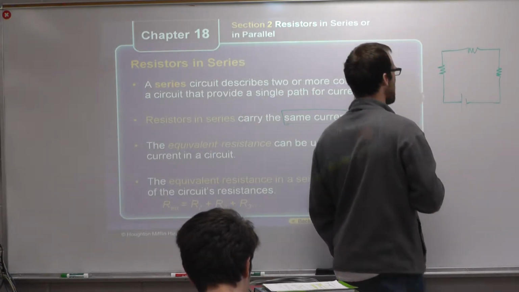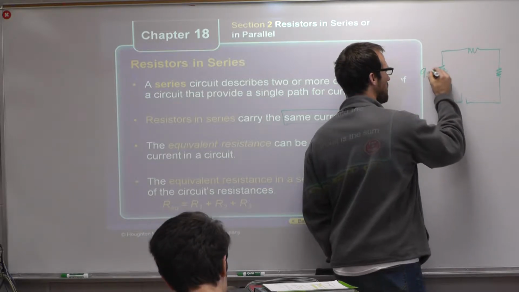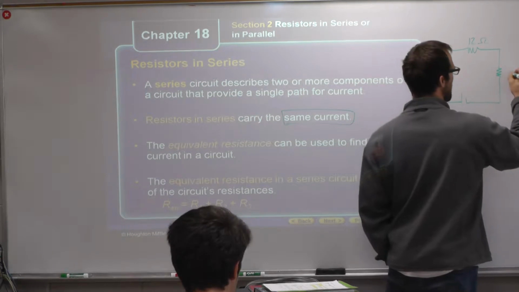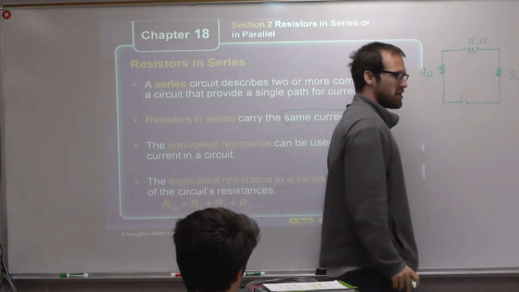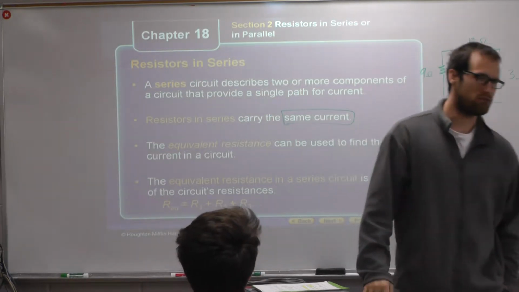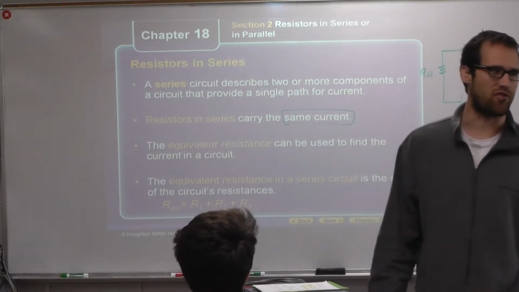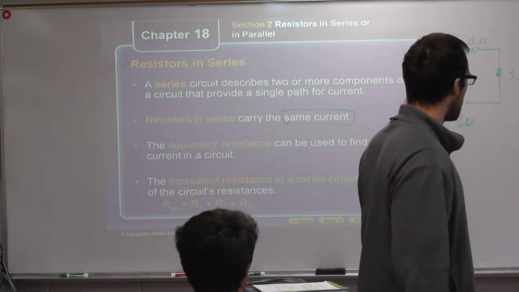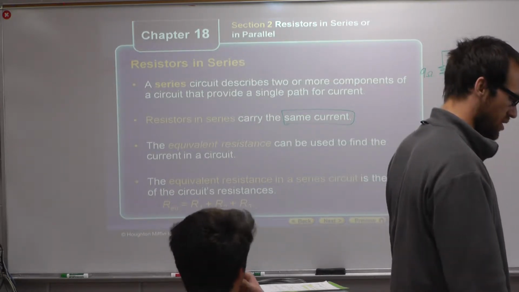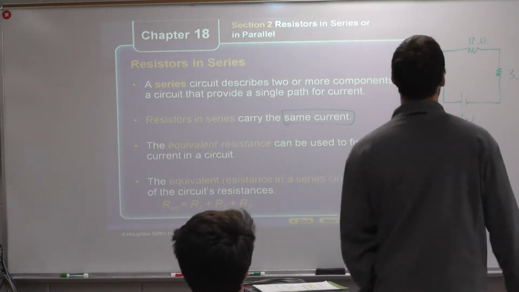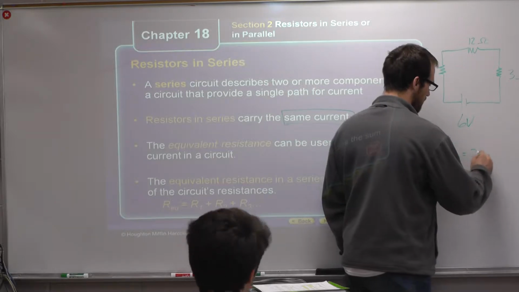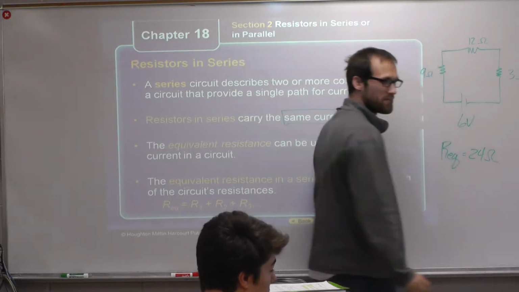Okay. Let's say this is a 9 ohm resistor, this is a 12 ohm resistor, this is a 3 ohm resistor, and this is a 6 volt battery. I can figure out the current through this particular circuit if I know the resistances. For example, the equivalent resistance is 24. This one's 12 plus 3.